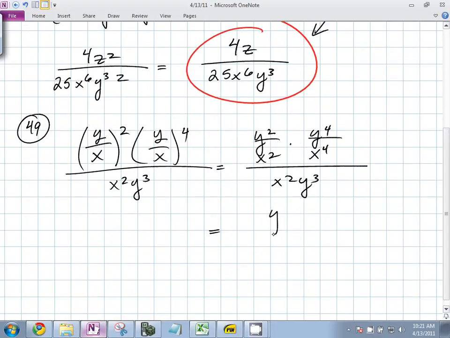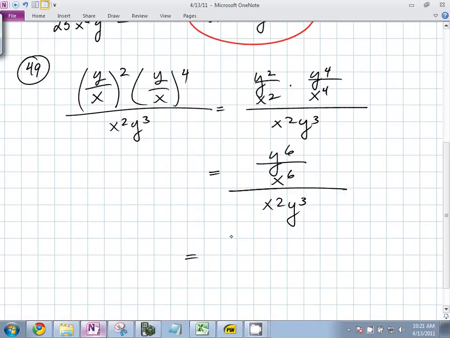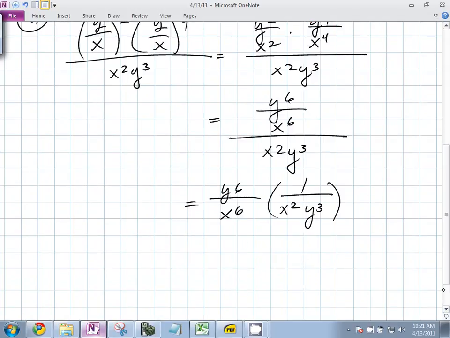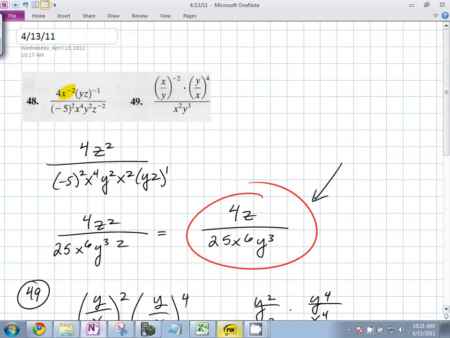Yeah, so what's that top become? y to the 6th over x to the 6th, all over x squared y cubed. So when you're dividing by something, it's the same as multiplying by the reciprocal, so it's y to the 6th over x to the 6th times 1 over x squared y cubed. So what does it turn into? y to the 3rd over x to the 8th. Very good. Exactly.